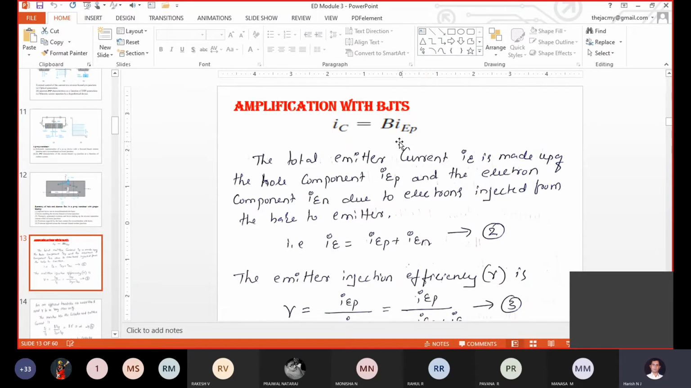Correct. But here B will be there. B stands for the proportionality constant, as we call it. IC is directly proportional to IE, we say. So that proportionality constant I will remove, and I will use the equal sign, and I have written the proportionality constant as B.